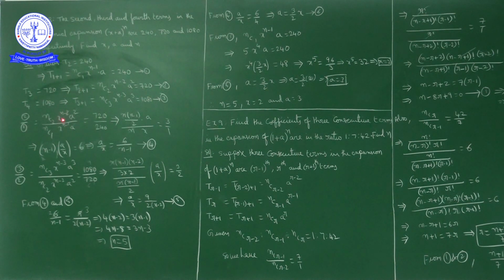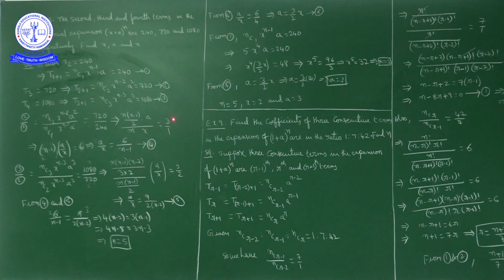So x to the power n minus 2 in the numerator and in the denominator cancel. What we have is x in the denominator. In the numerator a squared by a, one a cancels, leaving a in the numerator. So we have n into (n minus 1) by 2 into a in the numerator, nx in the denominator. The right hand side is 3 by 1. The n cancels with n, and we have (n minus 1) by 2 into a by x equal to 3 by 1.